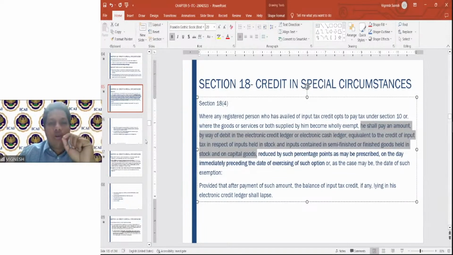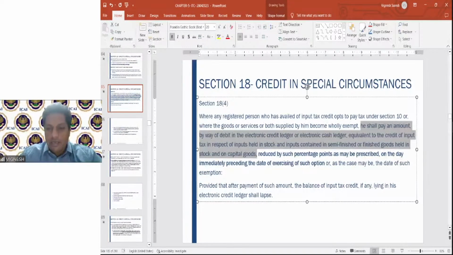Because you are going to the composition scheme. The moment you are in the composition scheme and those stocks are there with you and you have claimed the input tax credit, you are not eligible to that credit henceforth. That is why to that extent you have to pay the respective amount. I hope this point is clear. Sriram had asked, I think. I hope this point is clear.